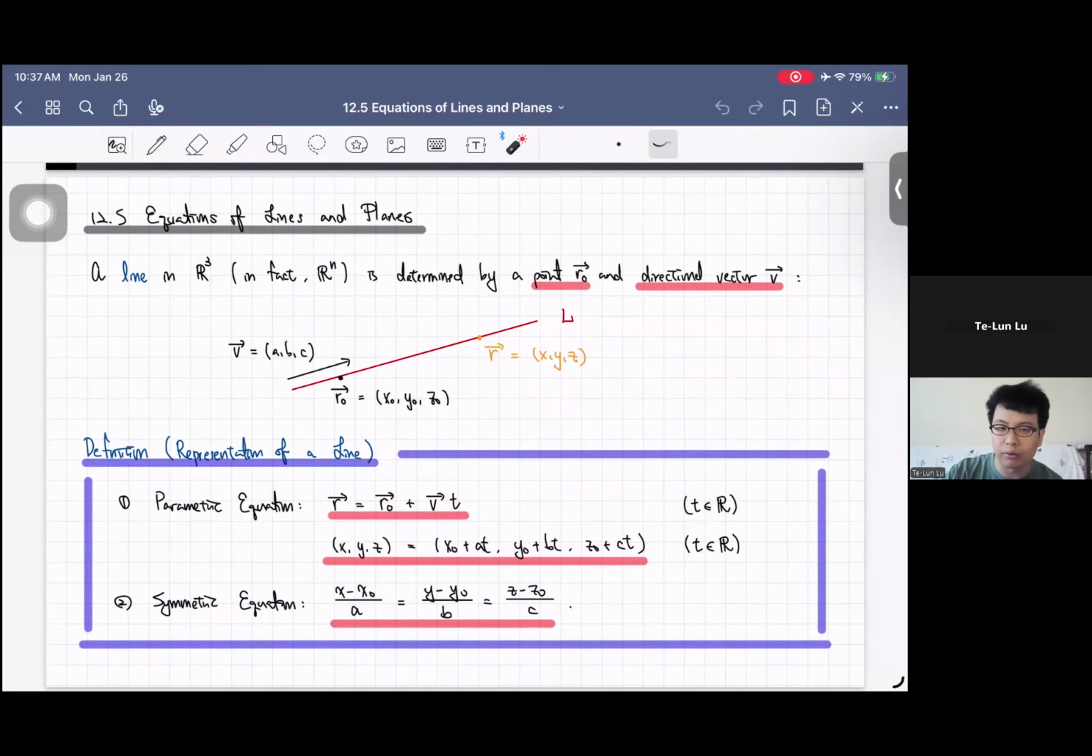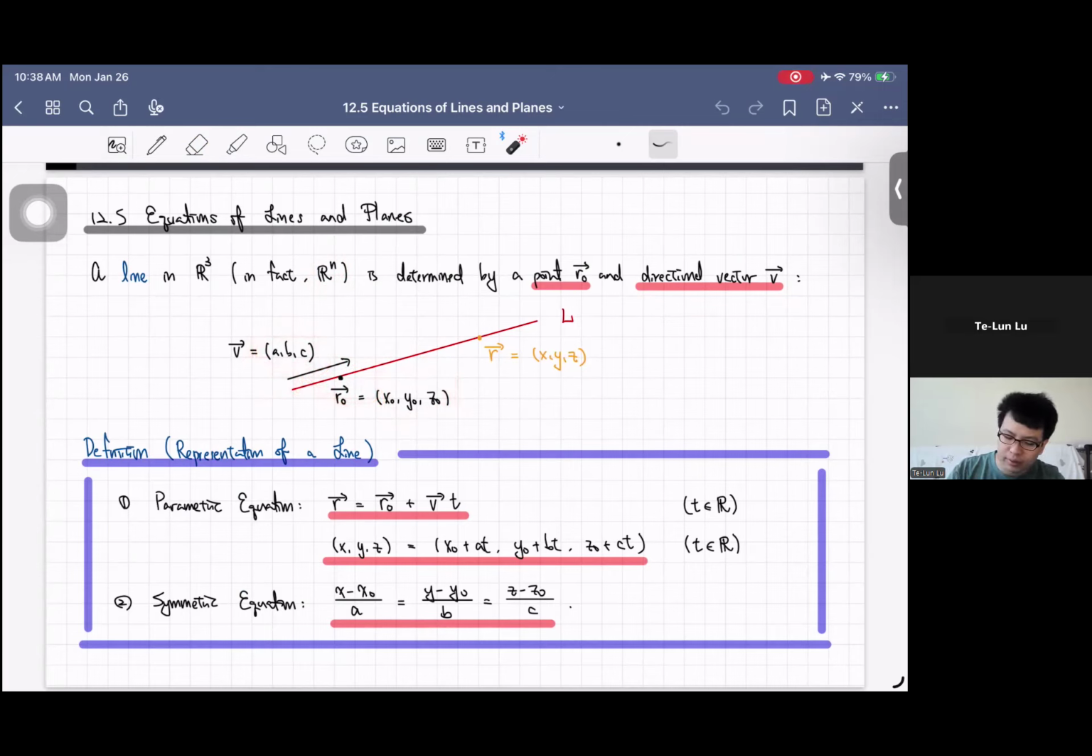So a line in R3, or in a three-dimensional Cartesian coordinate system, in fact, that works for every dimension. Basically, a line is determined by a point and a directional vector. Suppose we're given a point, say R naught is given by x naught, y naught, z naught. This is in particular in a three-dimensional space, but it also works in every dimension. So given a point and a direction V, then you can construct any point on that line, in the sense that you can add to this point some constant multiple of this vector.